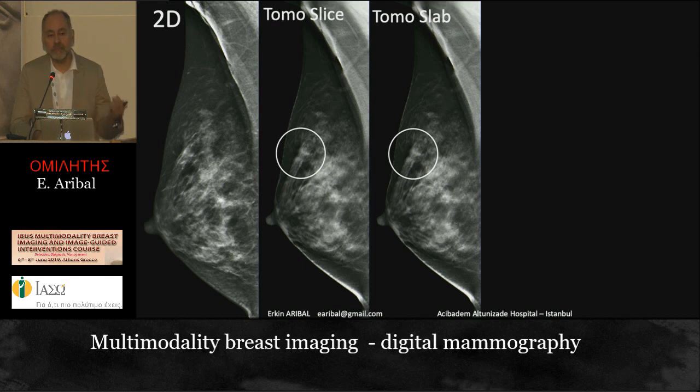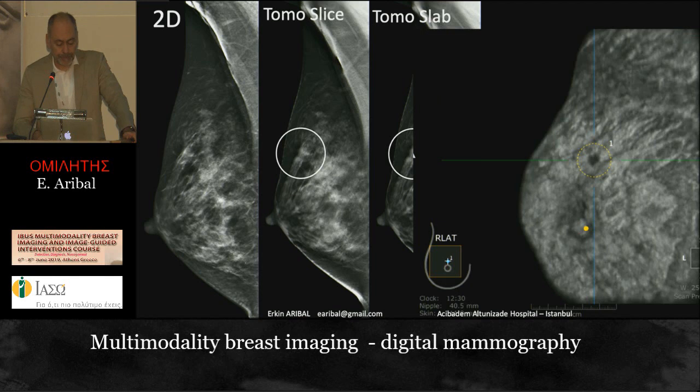What is the difference between the tomoslice and tomoslab? Our tomoslices are 0.5 millimeter thickness, and the slabs are 5 millimeter thickness. Sometimes slabs help us to show the structure of the masses, and most of the time they show calcifications better. So we search both of them.